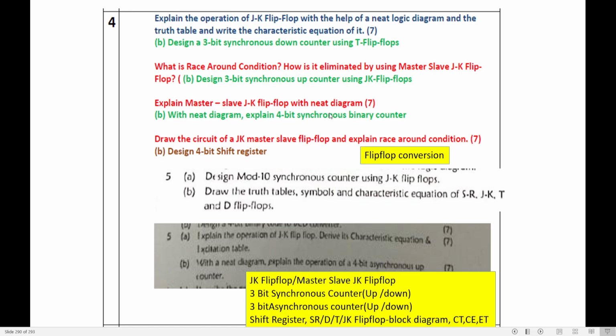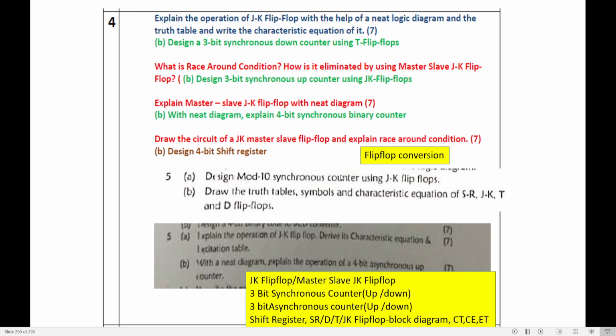Explain 4-bit synchronous. Here it is 3-bit, here it is 4-bit. But here he has not given whether it is up or down. You can design either up or down. Again he has asked synchronous counter. Mod 10 means 4-bit synchronous counter. Both are the same questions. Here he asked 4-bit synchronous counter. Here the question is twisted and asked mod 10 synchronous counter. Mod 10 synchronous counter or 4-bit synchronous counter, all are same.